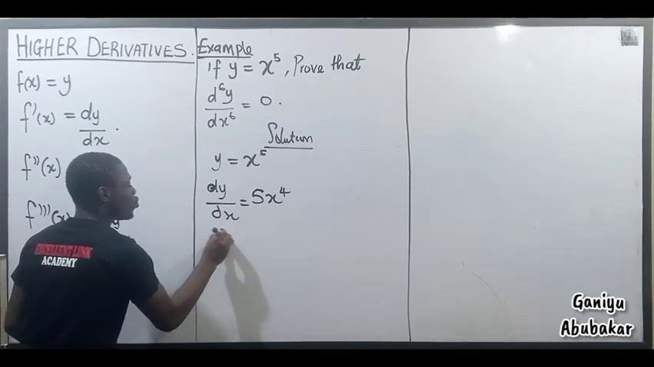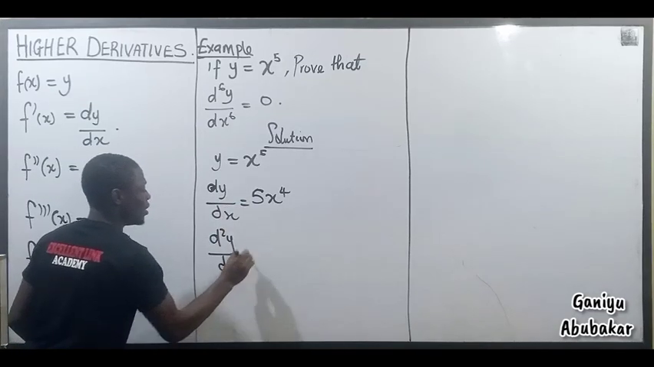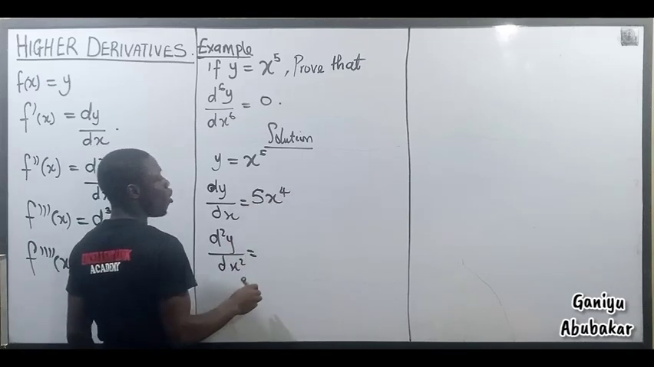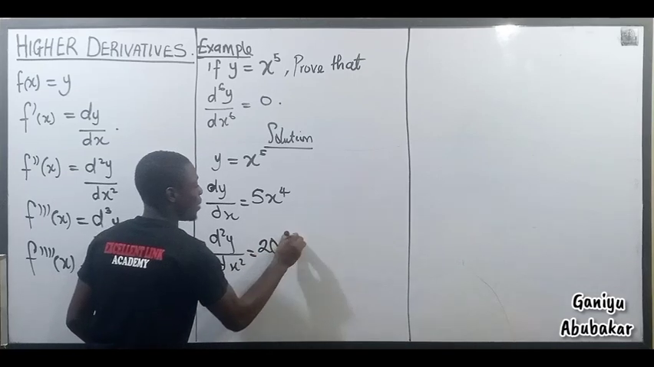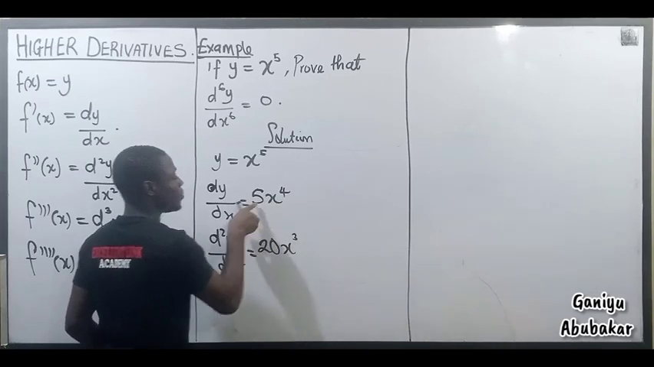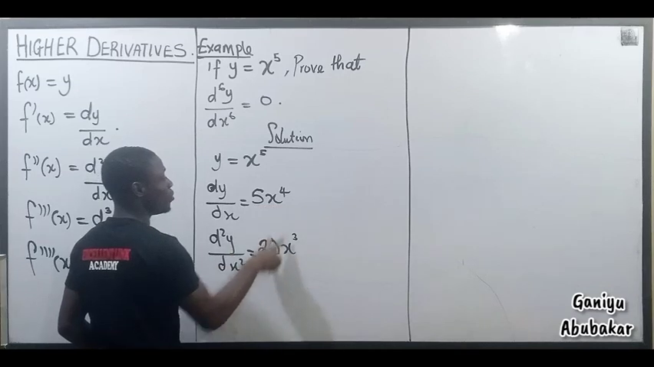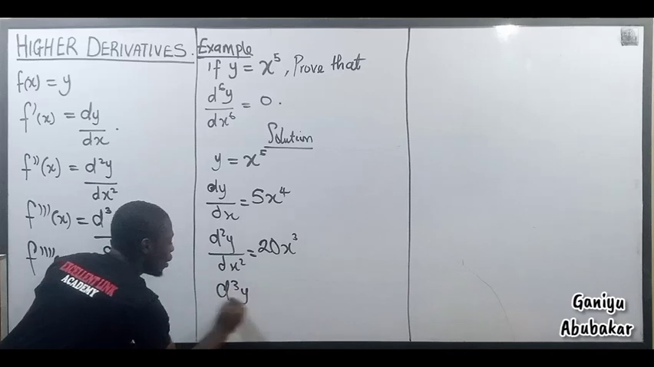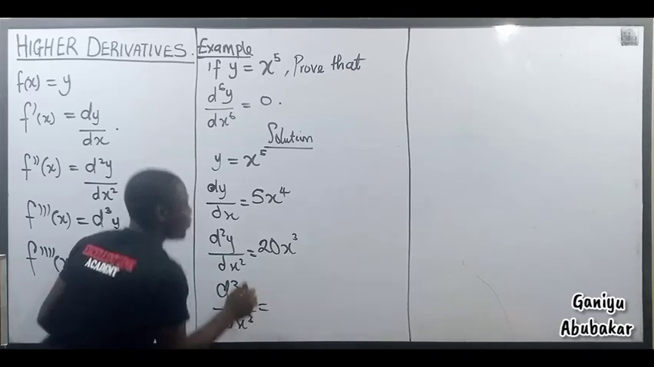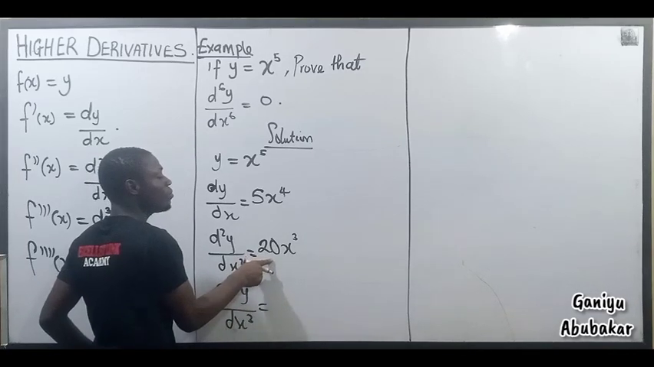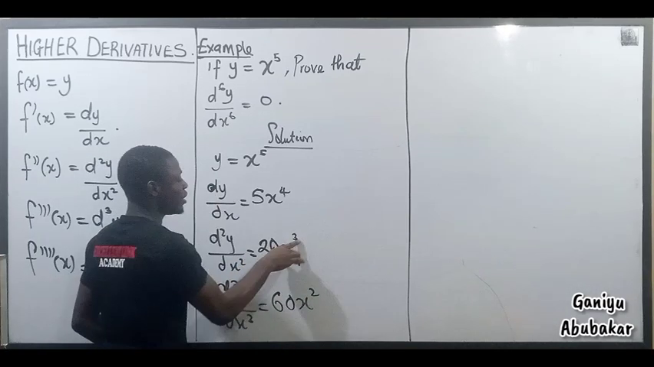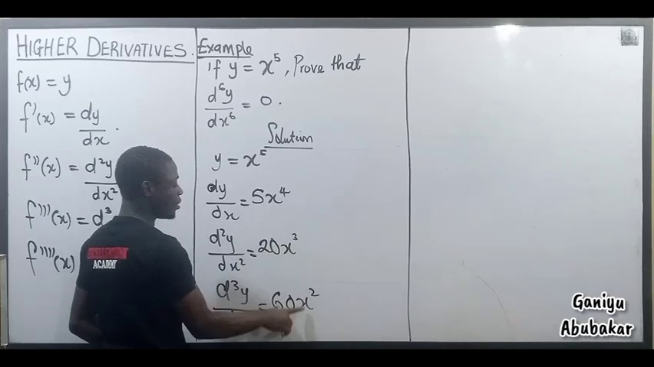To get d squared y over dx squared, I'll differentiate this. Differentiating 5x to the power 4, I'll have 20x to the power 3, since 4 times 5 is 20 and 4 minus 1 is 3. To get d cubed y over dx cubed, I'll differentiate this again, and I'll have 60x squared, since 3 times 20 is 60 and 3 minus 1 is 2.